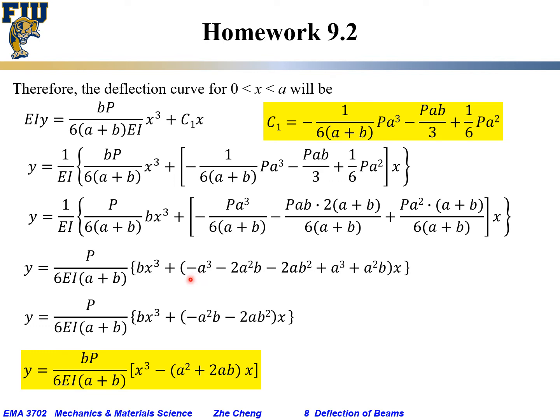And a cube and minus a cube cancel, minus a square b plus a square b becomes minus a square b, minus 2ab square x, and now we put b also in the front, we would have x cubed minus a square plus 2ab x. Okay, so this gives us the so-called analytical solution for the y deflection in this case.